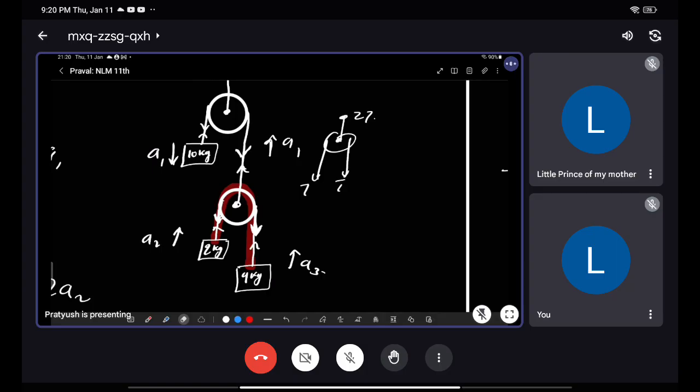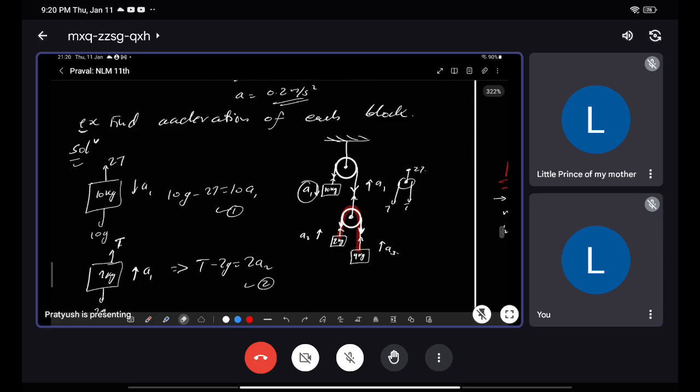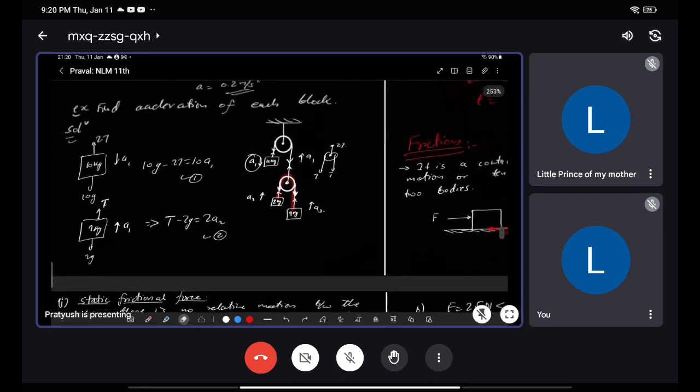Now we have accelerations. What is the relation between the accelerations? A1 equals (A2 plus A3) by 2. Now let us draw the FBD of each and every block. For the 10 kg mass, 2T and 10g, acceleration is A1 in the downward direction. We get one equation. Similarly, for the 2 kg mass, we will get another equation. Take it down up to this point.